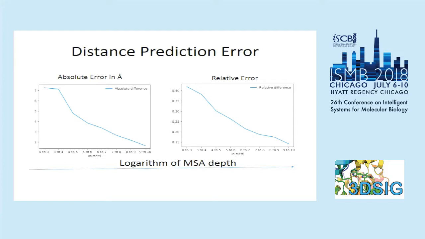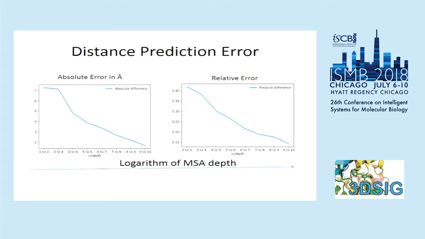In this talk, instead of contact prediction, I do distance prediction because I wanted to do threading. Actually, contact information is not detailed enough. So here I just show you the distance prediction error. In these two pictures, the x is the log of the MSA depth. In the left picture, the y is the absolute error, and the right picture shows the relative error. You can see when the MSA has more sequences, we can significantly improve the prediction accuracy. The results here are pretty old, and right now we have much better results than what I show you here. So this is the distance prediction error.